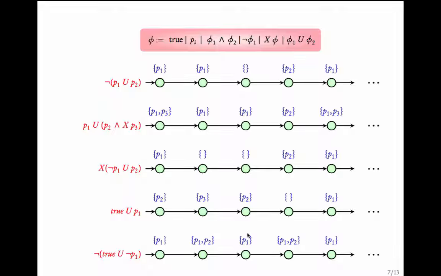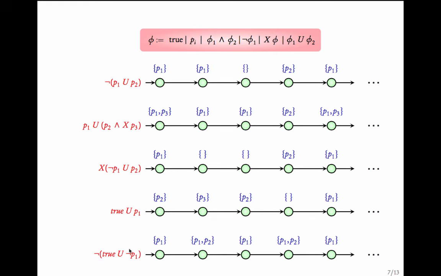In other words, I will not be able to find a position where not P1 is true. That means everywhere P1 is true. Let me repeat. True until not P1 says that P1 is false sometime in the word. When you say not of true until not P1, it says that it is not the case that P1 is false sometime in the word, which means P1 is always true in the word. Okay?